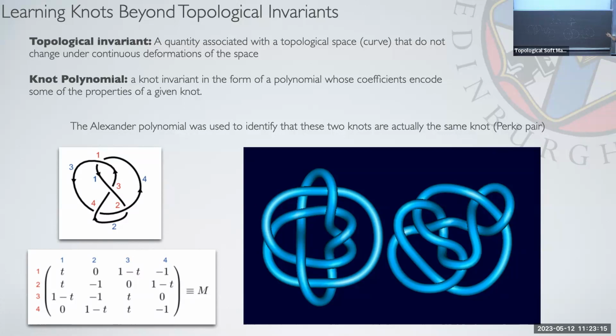This kind of polynomial was used, for instance, to detect that two knots which were in the first Tait table are actually the same knot. This is now called the Perko pair.